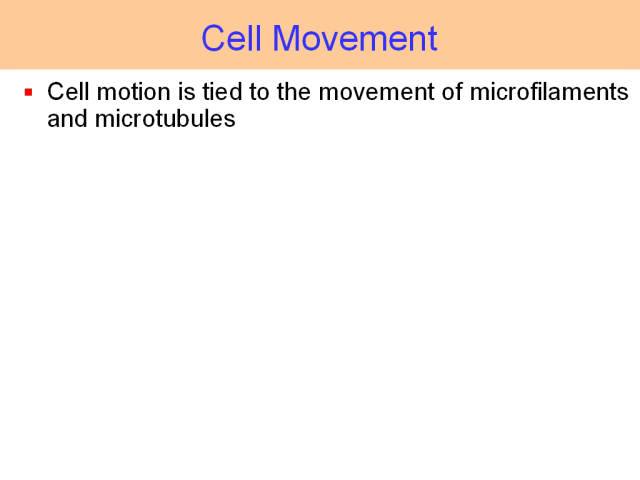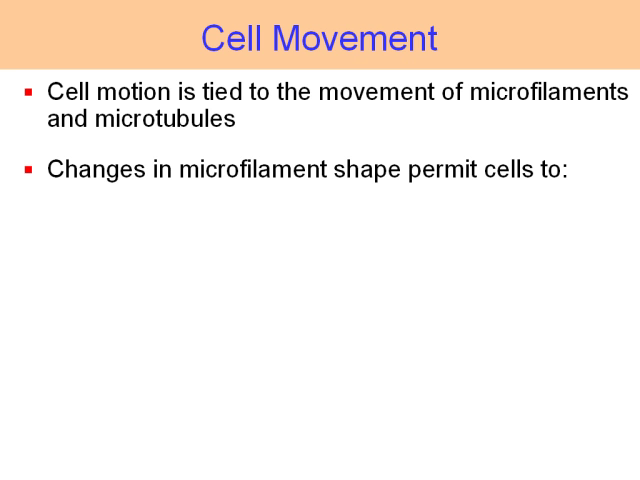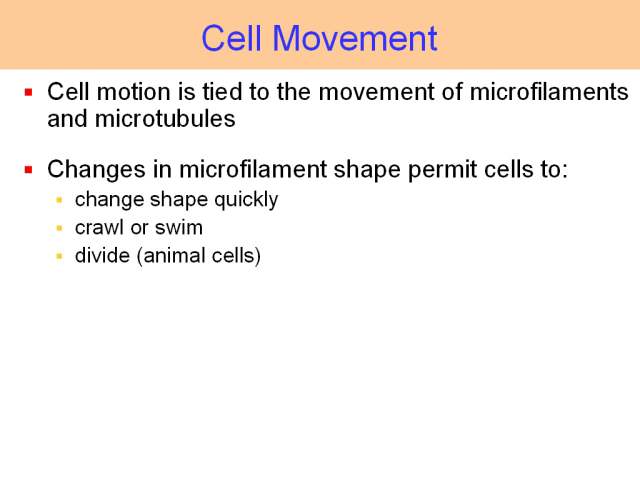Now, cell motion is tied to the movement of microfilaments and microtubules. So not only is the cytoskeleton important for securing organelles in place, but it's also extremely important for cell movement. Changes in microfilament shape permit cells to change their own shape very quickly and also crawl or swim. They also are used in the division of animal cells.